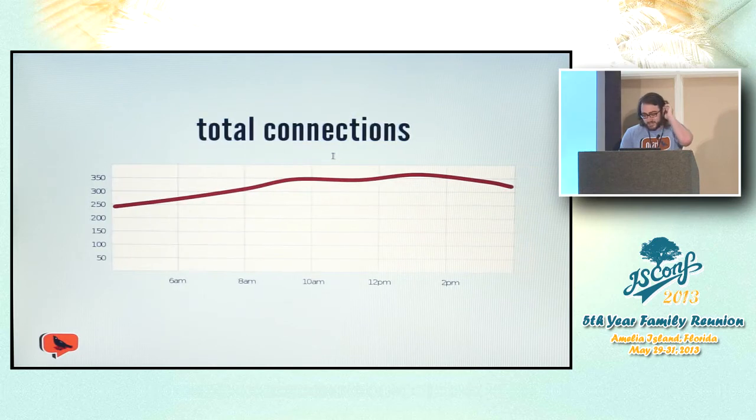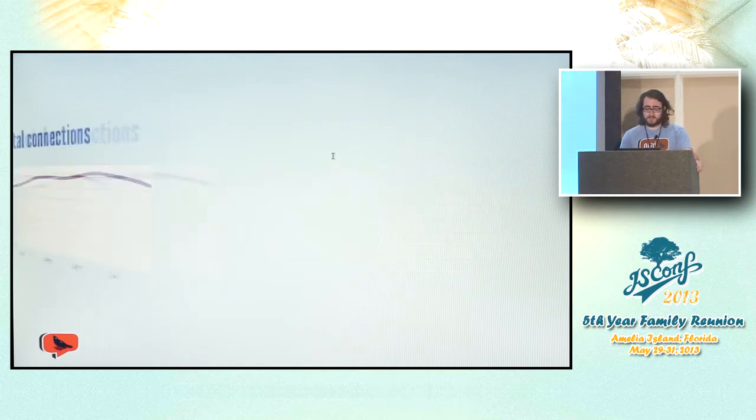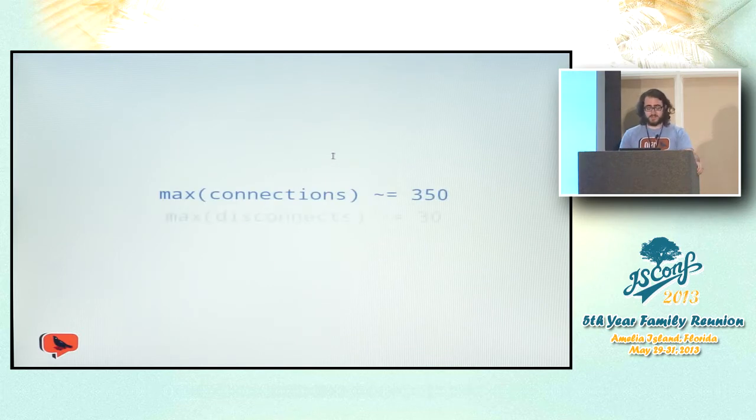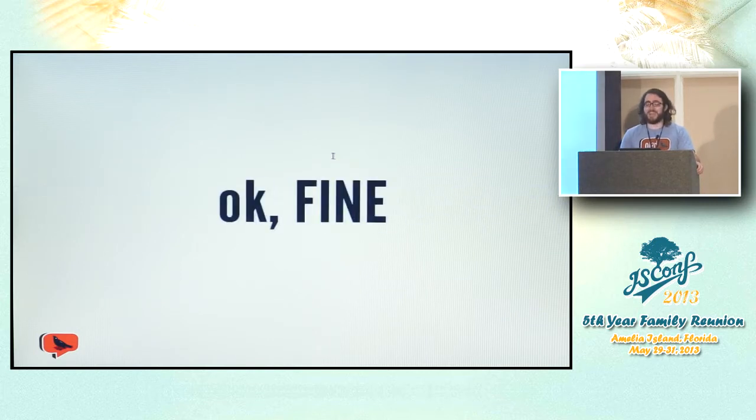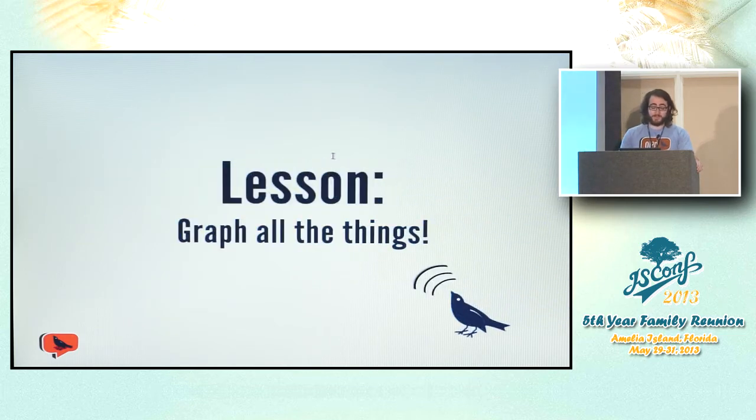If you look at our total connection graph, it's roughly in the 350 range at a maximum. So if we have a maximum of 350 connections and disconnects around 30, that means 10% of our users are disconnecting every minute, which is actually like, fine, it's a problem. Yeah, great. Lesson number 2, and I'm going to lose count of these, so I'm going to stop counting. But graphing is really helpful.